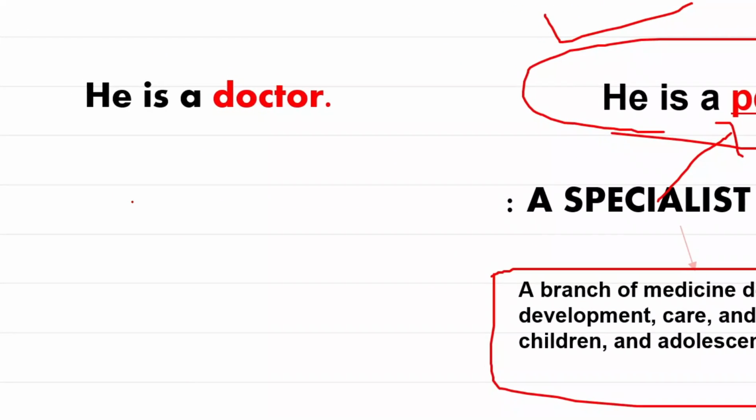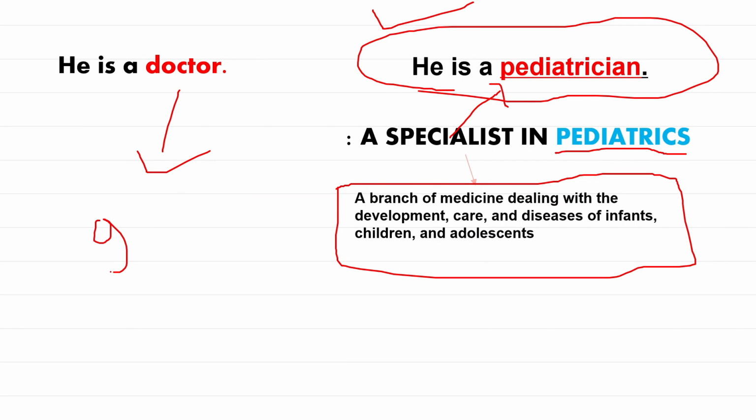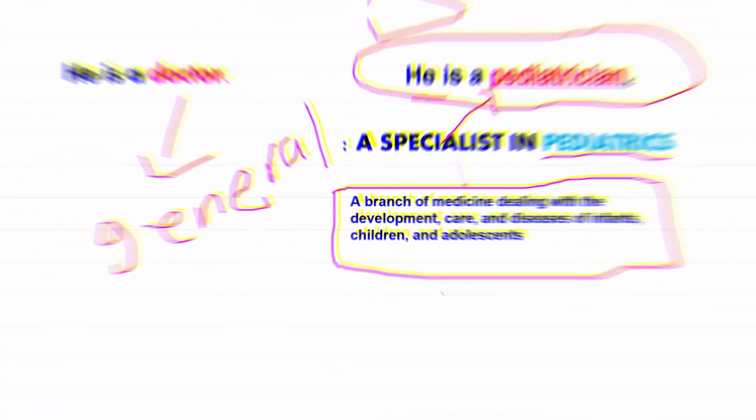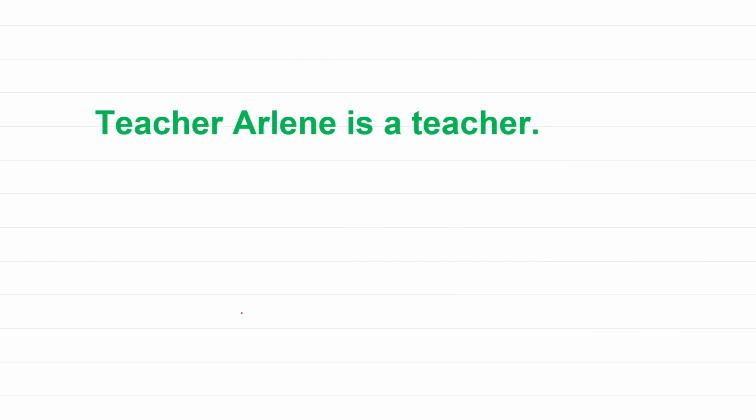Doctor is a term used for a general medical man or woman, okay? While pediatrician is a doctor specialized to cure the diseases and care for the development of infants, children, and adolescents. Alright, so remember that sentence A is general while sentence B is specific. I hope you'll remember this process, because this is the simple way for us to determine whether an idea is specific or general.